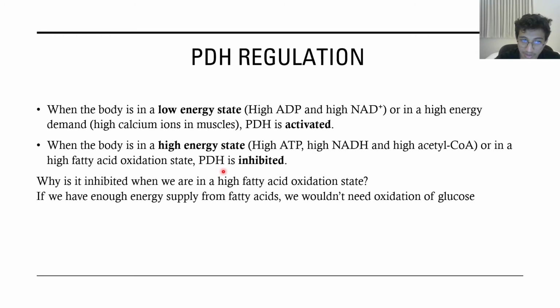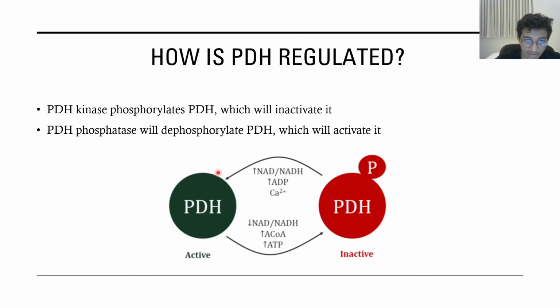Why do we inhibit PDH in a high fatty acid oxidation state? Because if we have enough energy from fatty acids, why would you need to oxidize the glucose? So that's why PDH is inhibited. Now, how is it inhibited or activated? PDH kinase is an enzyme that phosphorylates PDH, and that inactivates it. And PDH phosphatase will dephosphorylate PDH, and that will activate it. So PDH is active when it's dephosphorylated, and it's inactive when it is phosphorylated.